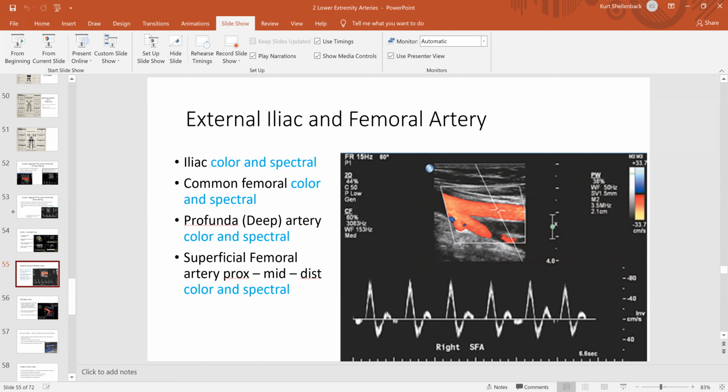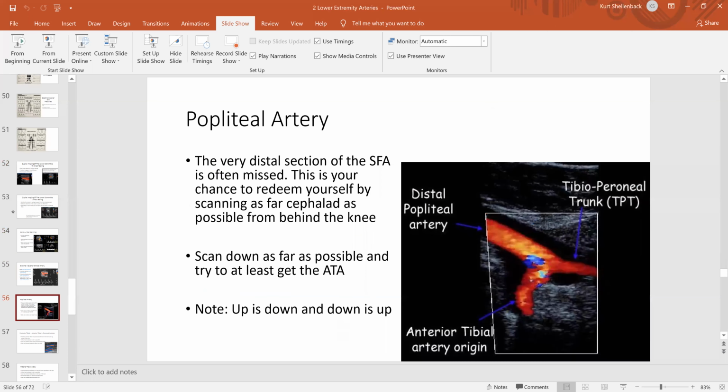Beautiful femoral artery at that point. Actually, yeah, it's just the femoral. Popliteal. There's a great picture of the anterior tibial going anteriorly.